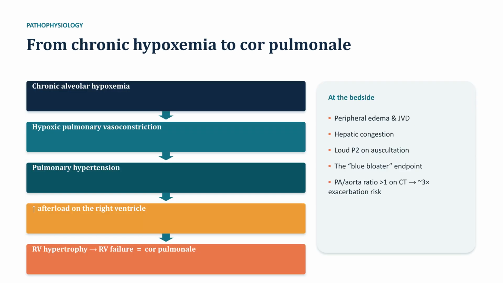Finally, chronic hypoxemia can lead to cor pulmonale. Hypoxia causes pulmonary vasoconstriction, which eventually forces the right ventricle to fail due to increased afterload. Clinical signs like peripheral edema and a loud second heart sound should alert us to this serious complication.